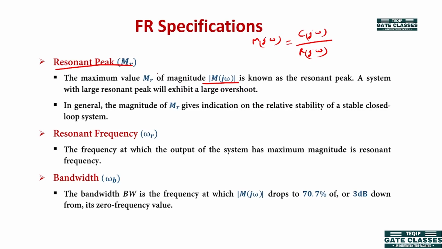Okay, so the maximum value of this magnitude is called the resonant peak, and the frequency at which this magnitude is occurring is called the resonant frequency omega r. This Mr gives the indication of relative stability of the system. Okay, how this will give, we will see in the next slides. And another term is bandwidth. This is the value of frequency at which the magnitude drops to 70.7% of its zero frequency value.